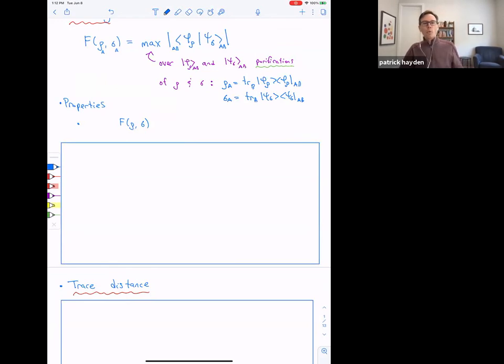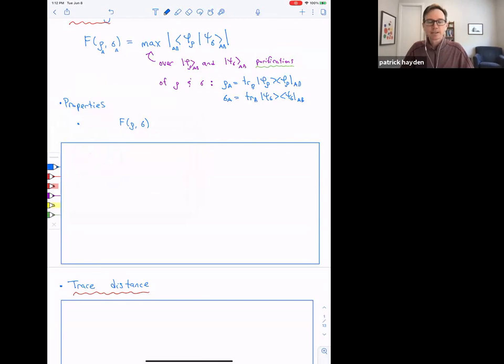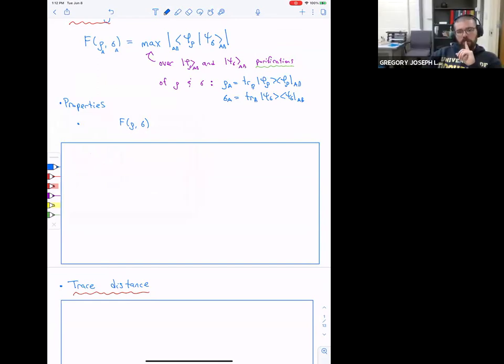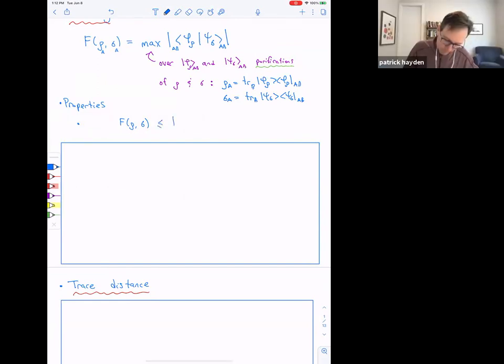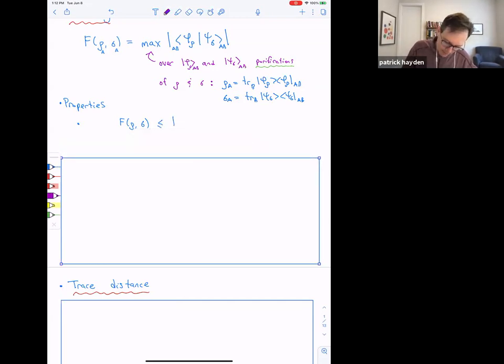Okay, so why is this a useful measure? Let's just start by enumerating a few of its simple properties. How big can it get? Can anyone tell me the largest possible fidelity between two mixed states? Like numerically, how big can this get? Should be 1. Yeah, it can be 1. And what's interesting is that it will be exactly equal to 1 if and only if rho equals sigma.